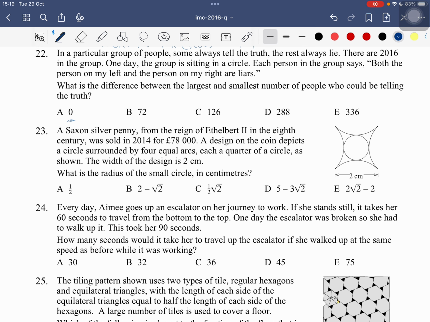Okay, I got it. Because this is both. When both is not true, it doesn't mean none of them. When both is not true, sometimes it also true when one lie, one truth.